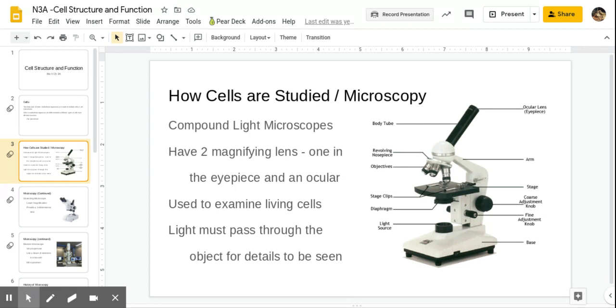One of the disadvantages of them is that light must pass through the specimen, which means that the specimen, or what we're looking at, has to be really thin in order for the light, which is down here on the bottom, to penetrate so we can see what's on the inside.